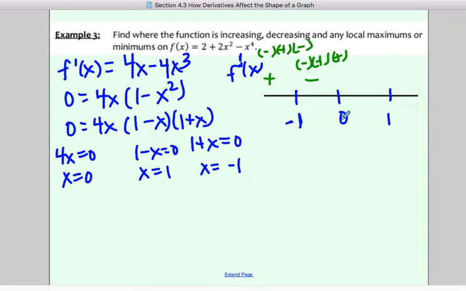Then I'm going to plug in a number between 0 and 1. Think about 0.5. 4 times 0.5 is a positive. 1 minus 0.5, positive. And then 1 plus 0.5 is a positive. They're all positive, so positive. And then lastly, a number bigger than 1, 3. That'd be positive. 1 minus 3, negative. 1 plus 3, positive. So this will give me a negative answer. Okay, so I can state where I am increasing and where I am decreasing.